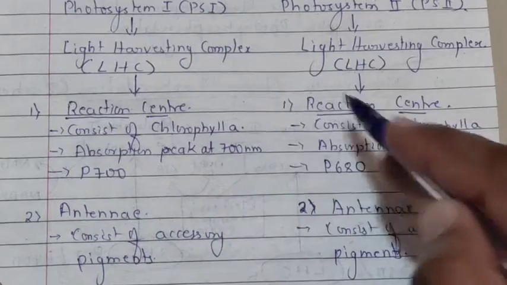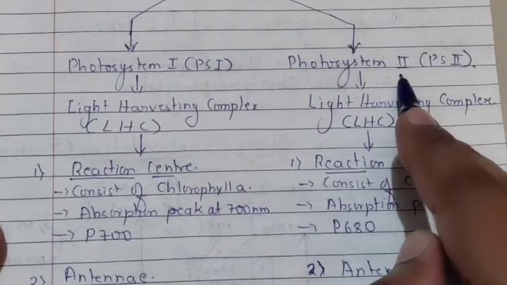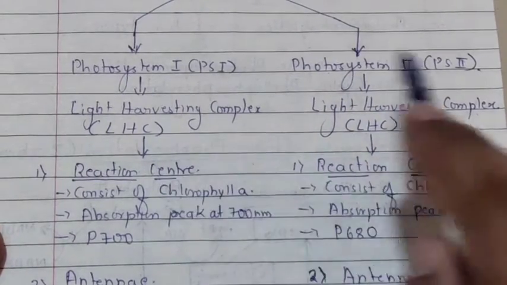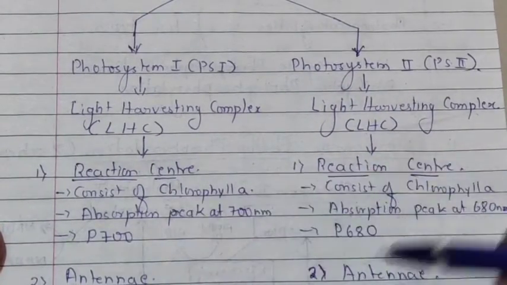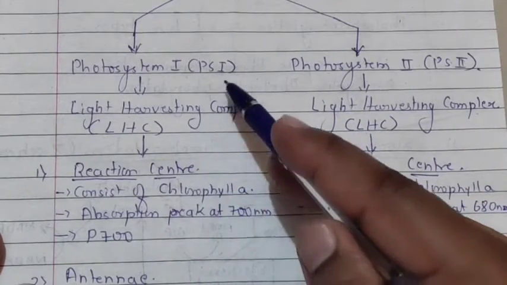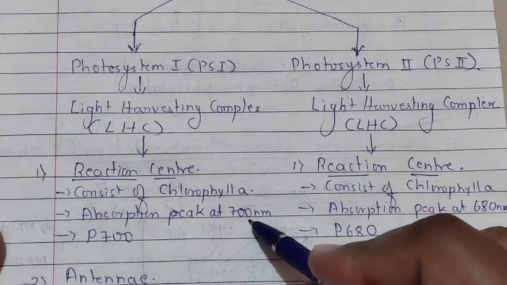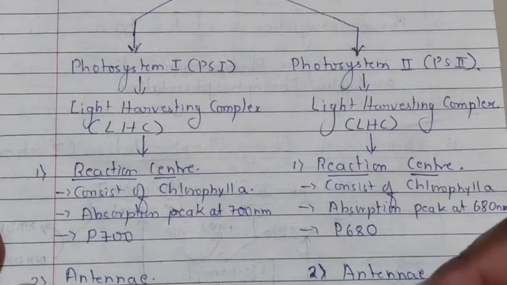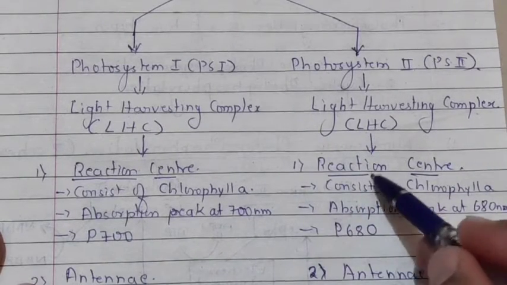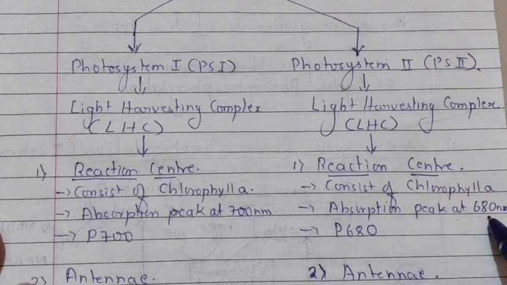But the reaction center is different in photosystem 1 and photosystem 2. Photosystem 1 and photosystem 2 consist of different reaction centers. It is because the reaction center in photosystem 1 has absorption peak at 700 nanometers. So it is designated as P700. Whereas the reaction center in case of PS2 has absorption peak at 680 nanometer. So this makes the difference between PS1 and PS2.